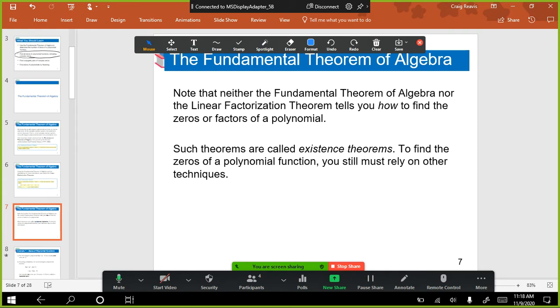All right. Note that neither the fundamental theorem of algebra nor the linear factorization theorem tells you how to find the zeros or factors of a polynomial. Such theorems are called existence theorems. To find the zeros of a polynomial function, you still must rely on other techniques. Basically, to find these zeros, we're going to use some of the things we've done previously. We're going to use factoring. We're going to use long division. We might use the calculator to help us find where it's crossing.